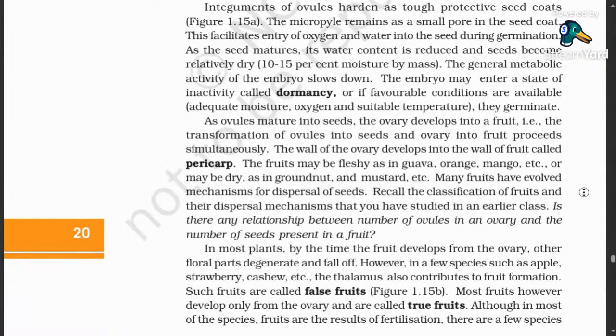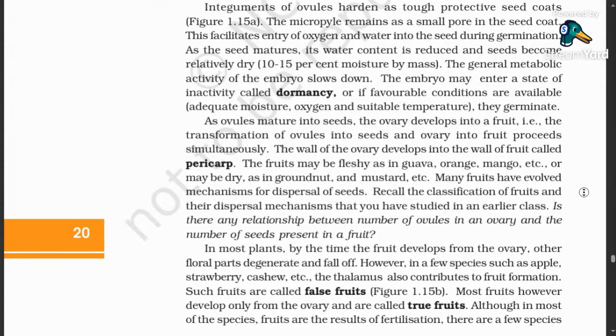As the seed matures, its water content is reduced and seeds become relatively dry, 10 to 15% moisture by mass. The general metabolic activity of the embryo slows down. The embryo may enter a state of inactivity called dormancy, or, if favorable conditions are available, adequate moisture, oxygen, and suitable temperature, they germinate. As ovules mature into seeds, the ovary develops into fruit; that is, the transformation of ovules into seeds and ovary into fruits proceeds simultaneously.